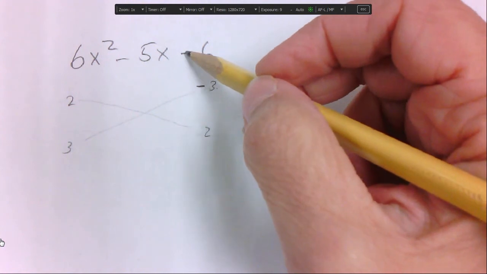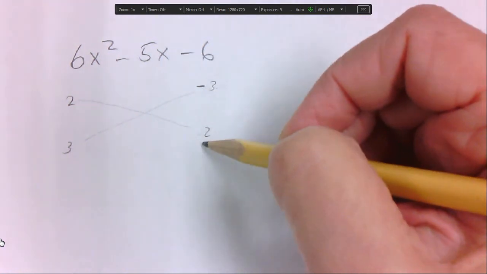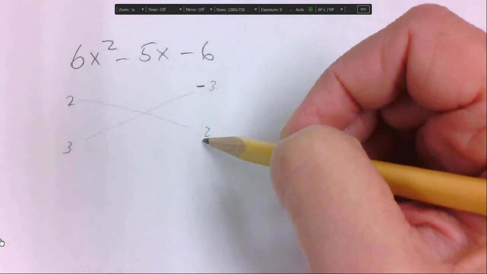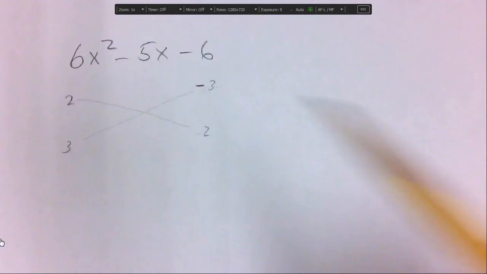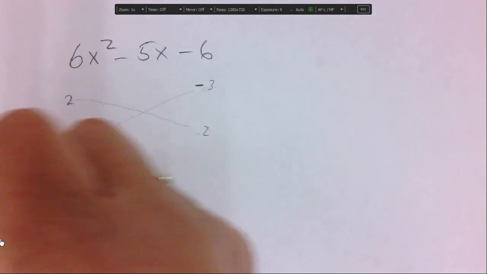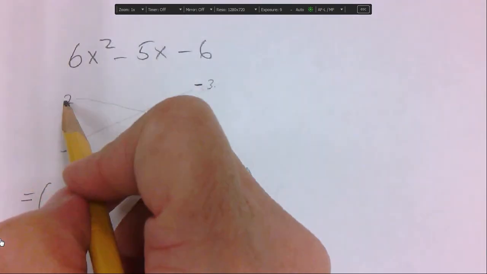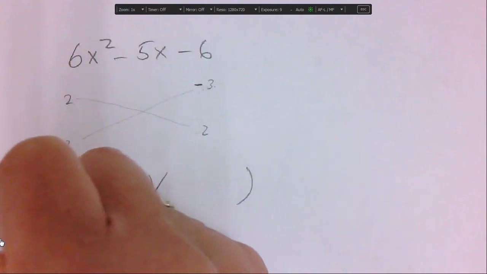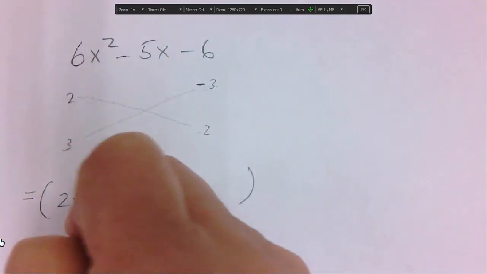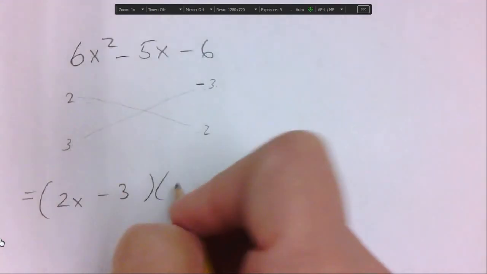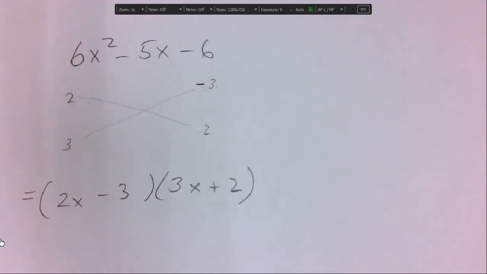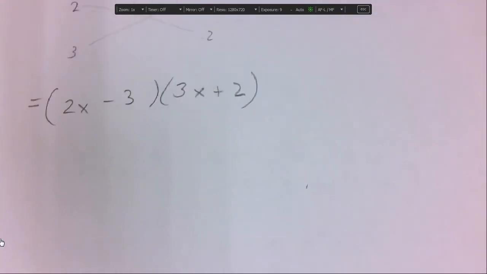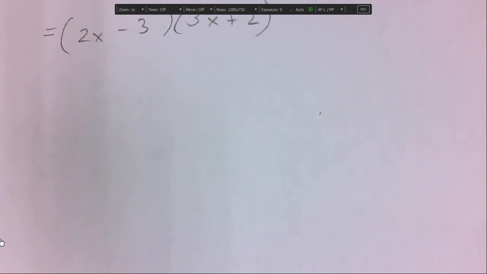So if I put a negative here, this will work well because it really was a negative 6, which means one of these two has to be negative for the product to be negative 6. And now we have 3 times negative 3, which is negative 9, 2 times 2, which is positive 4, and that adds up to negative 5. So now to write this out, I write my two brackets, and the coefficient is 2, and I write my x, read straight across, minus 3, and 3x plus 2. Right, and there we have it.